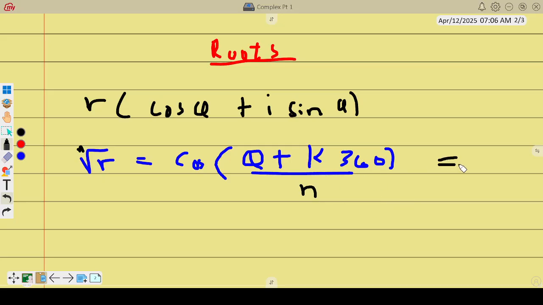The other form of writing this, instead of writing 360, you can write it in radians as 2 pi. 360 degrees is 2 pi. So this is the formula for the nth root. This k starts from 0, going 1 up to the number of roots we have been asked for.